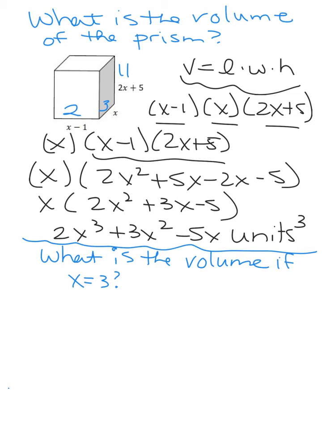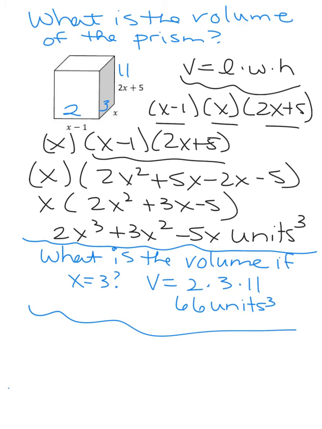So there's my dimensions. Now, since volume is equal to length times width times height, I have volume is equal to length, which is 2, times the width, which is 3, times the height, which is 11. I multiply those together, I get 66. And again, that's units cubed because volume is cubed.